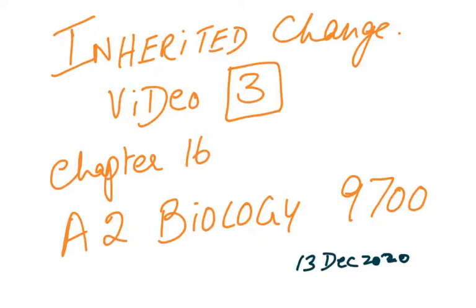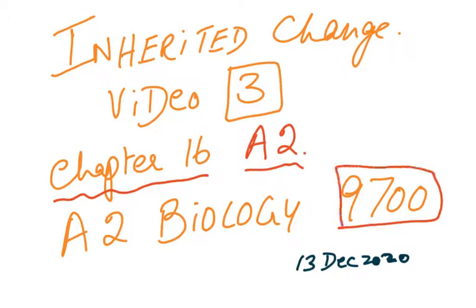Hello everybody. Today we're going to do the chapter on inherited change, and this is video number 3. This is chapter 16 of the A2 syllabus, and in A2 biology the syllabus code is 9700. We've done 2 videos before this, and in this third video we're going to talk more about the real genetics now.